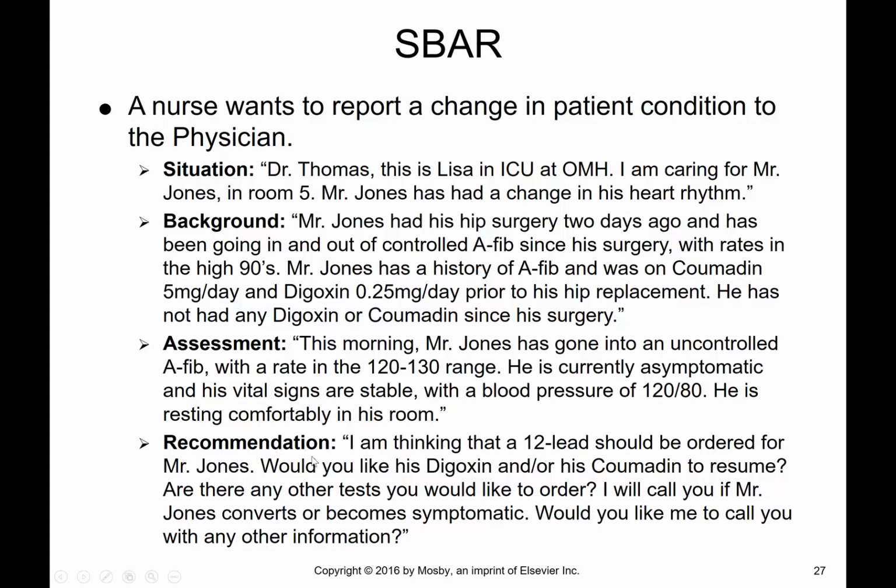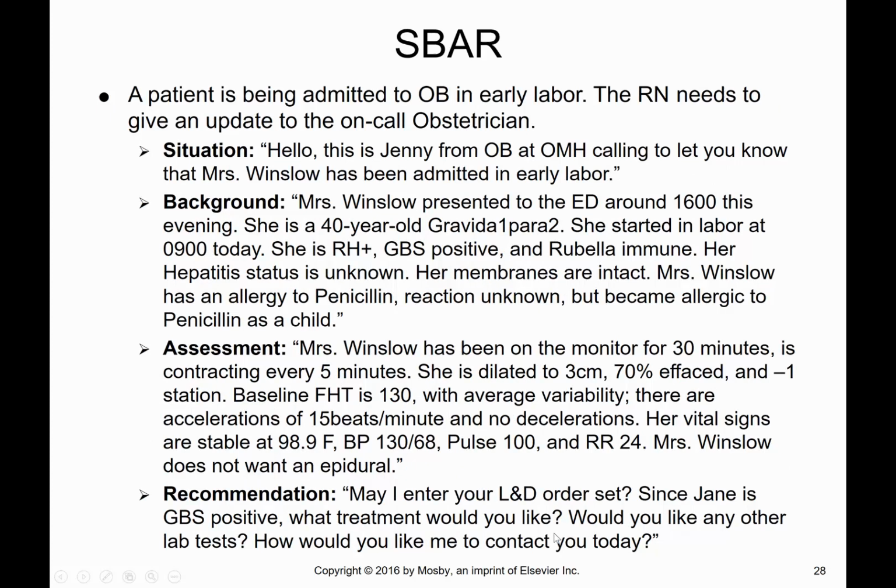Okay. My recommendation, Dr. Thomas, is I am thinking that a 12-lead EKG should be ordered for Mr. Jones. Also, would you like his digoxin and or his Coumadin to resume? Are there any other tests that you would like me to order? And then whatever the doctor says. And then I say, I will call you if Mr. Jones converts or becomes symptomatic. Would you like me to call for any other information? Okay, so that's a pretty good example for you.